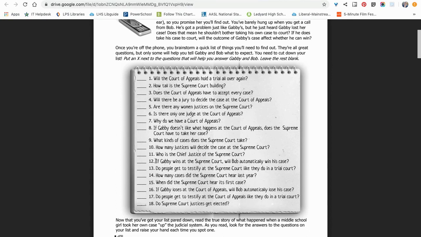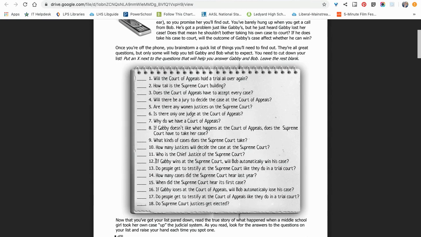Number 13, do people get to testify at the Supreme Court like they do in a trial court? Number 14, how many cases did the Supreme Court hear last year? Number 15, when did the Supreme Court hear its first case? Number 16, if Gabby loses at the Court of Appeals, will Bob automatically lose his case? Number 17, do people get to testify at the Court of Appeals like they do in a trial court? Number 18, do Supreme Court justices get elected?